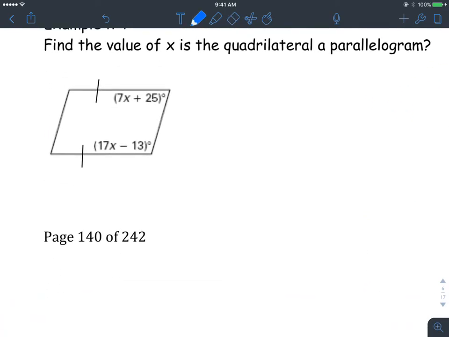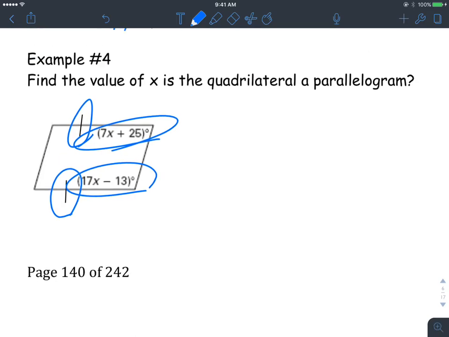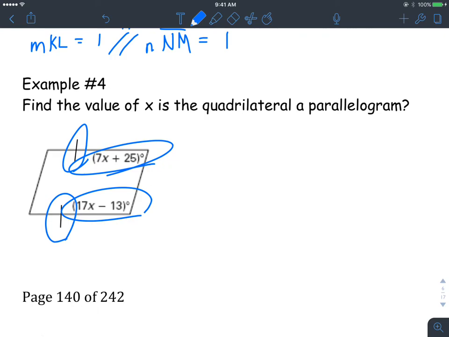That's kind of recapping on all that. Find the value of x. The quadrilateral is a parallelogram. So check this out. If you have two sides that are congruent here, and then you've got two sets of angles right there, and we know that those two angles are supplementary, then we can say that the two lines are parallel. Therefore, it's a parallelogram, because the sides would be congruent and parallel at the same time.